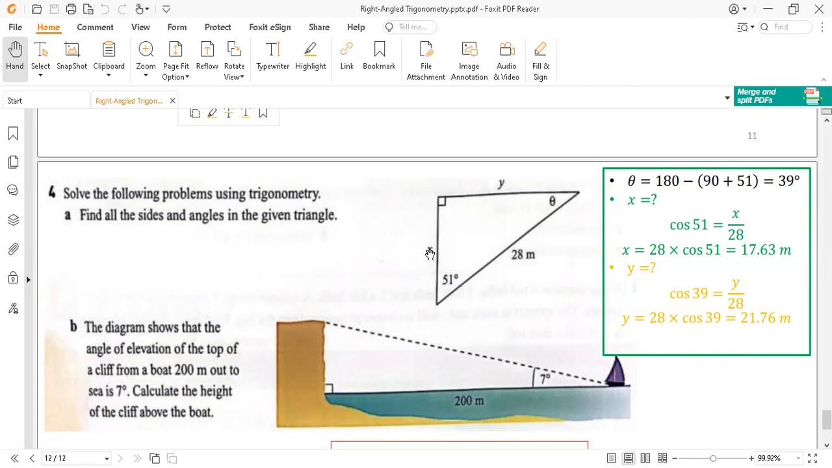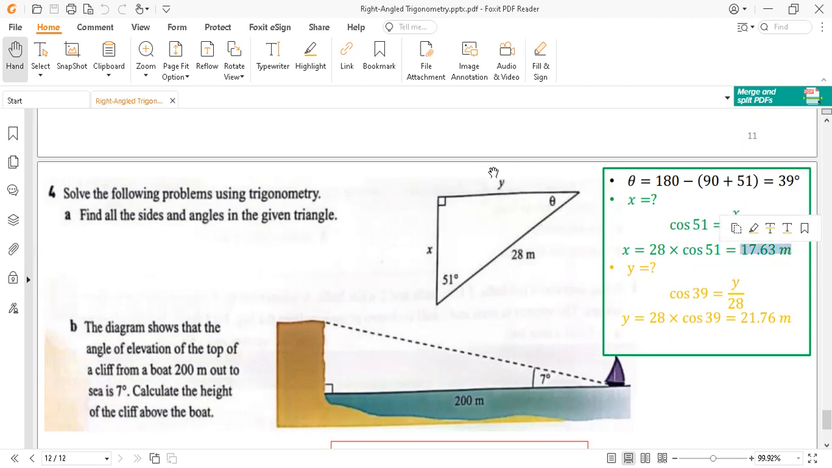Next, we want to find x. With respect to the 51 degrees, x is the adjacent and 28 is the hypotenuse, so adjacent over hypotenuse, the cosine ratio. Okay, and we obtain the value in meters.